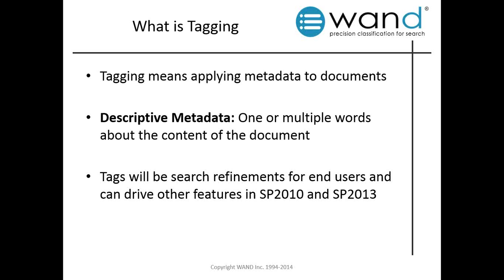So I've already committed the sin of using a few jargon terms, so let's go ahead and define them. What do I actually mean when I say tagging? Tagging simply means applying metadata to documents. I actually like to go a little bit further when talking about metadata, and what do we mean by metadata? The colloquial definition that a lot of people know is metadata is simply data about data. What I do is break that up a little bit further, and there's 2 types of metadata that you should be aware of.